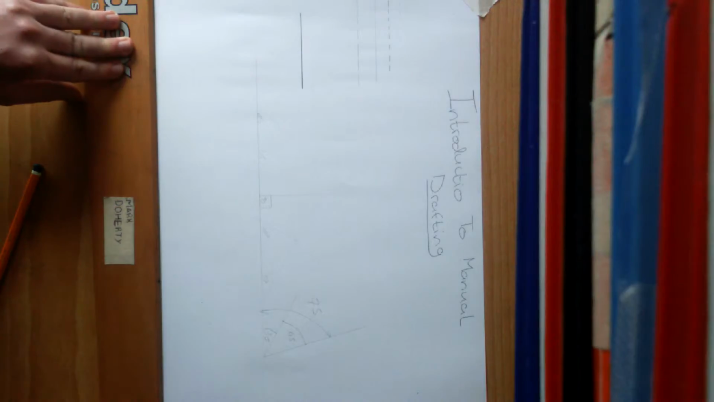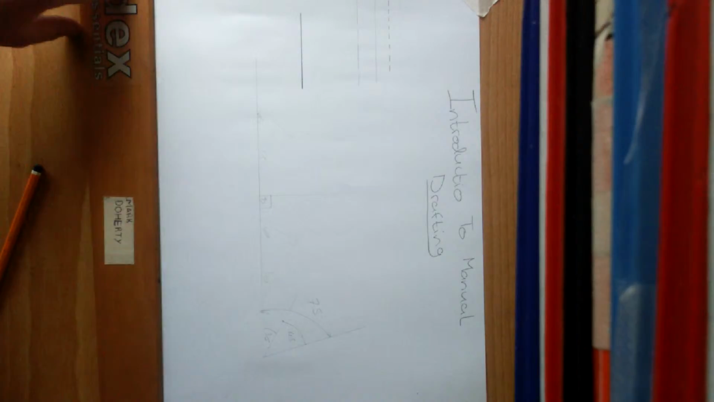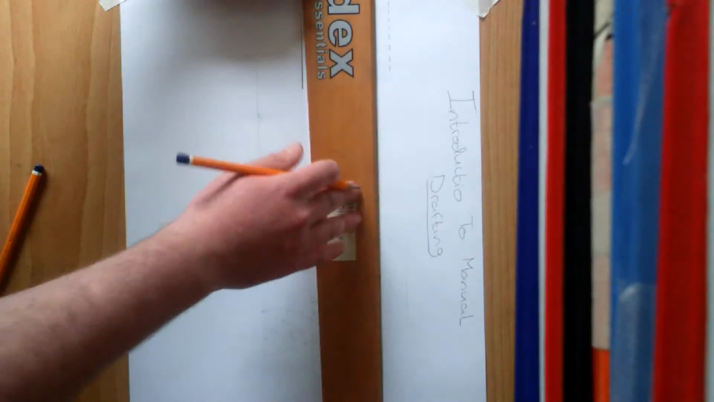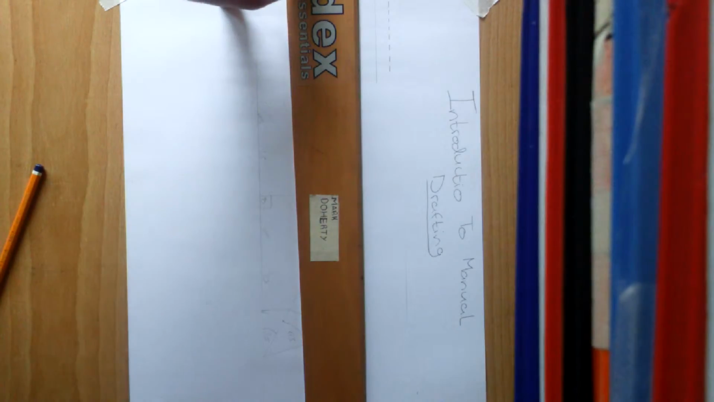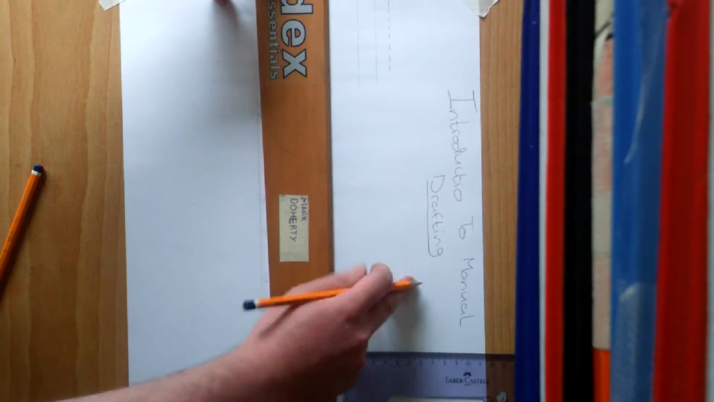And our second point is drawing parallel and perpendicular lines. So I draw a line like so. I can move this T-square up and down the board and all the lines will be parallel. And if I go like so, that line is perpendicular to that.